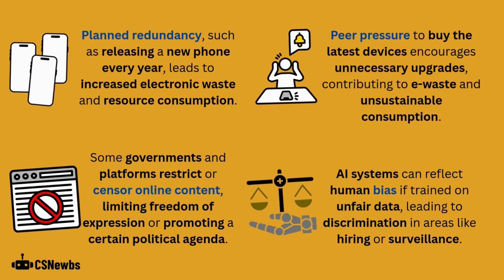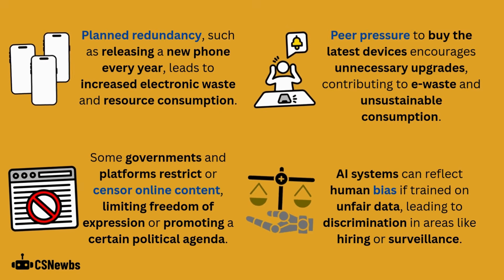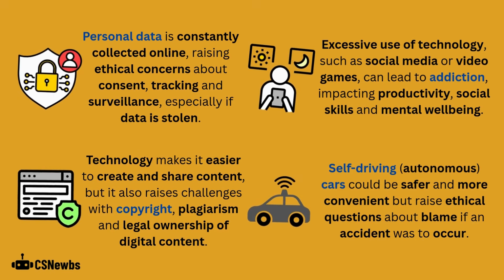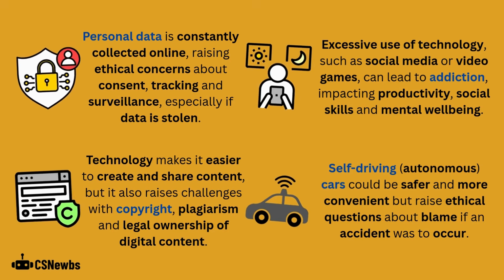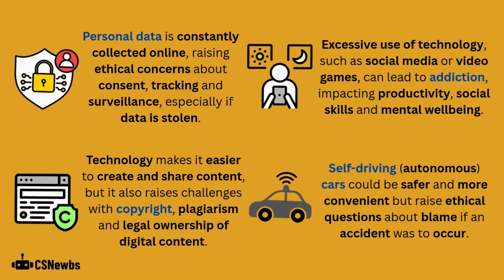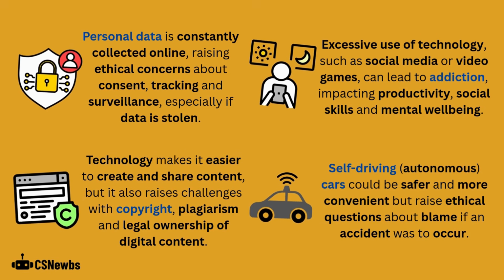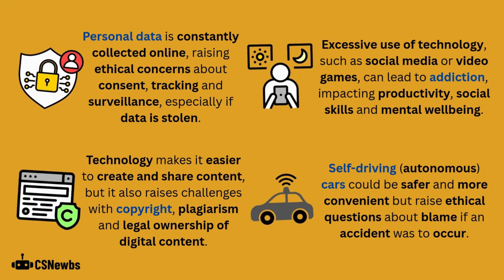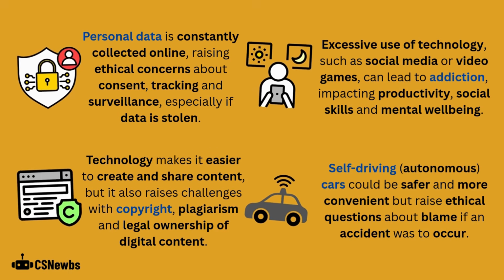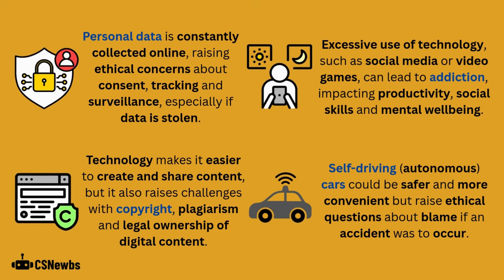AI systems can reflect human bias if trained on unfair data, leading to discrimination in areas like hiring or surveillance. Personal data is constantly collected online, raising ethical concerns about consent, tracking, and surveillance, especially if that data is stolen. Excessive use of technology, such as social media or video games, can lead to addiction, impacting productivity, social skills, and mental well-being. Technology makes it easier to create and share content, but also raises challenges with copyright, plagiarism, and legal ownership of digital content. Finally, self-driving or autonomous cars could be safer and more convenient, but they also raise ethical questions about blame if an accident was to occur.